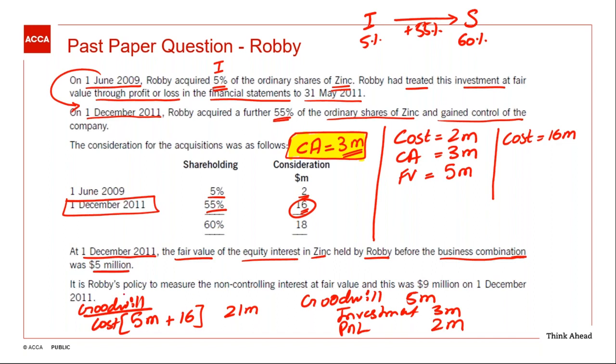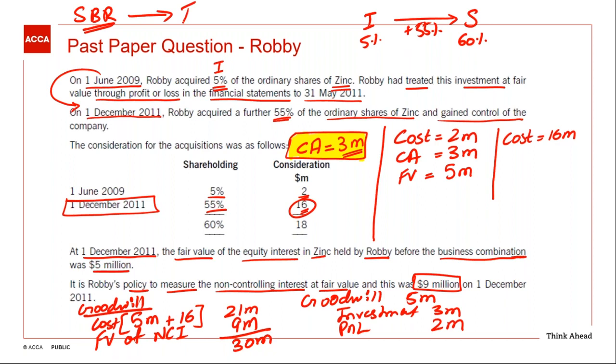Now the question further says that it is Robbie's policy to measure the non-controlling interest at fair value, which was $9 million. So we should be adding the fair value of NCI of $9 million while we are calculating the goodwill. So this is how we have performed the calculations. But in SBR, one thing which is going to be very important is the theory part of the answer, because only the calculation will not be sufficient for us to pass. So in the third question that we are going to solve in the next slide, I'm going to write a complete theoretical answer of how you are expected to communicate to the examiner in the exam scenario.